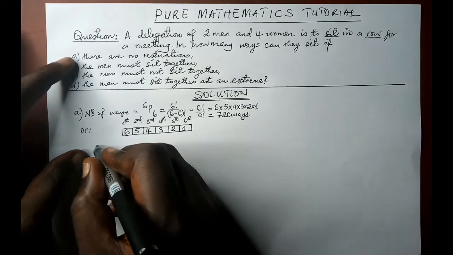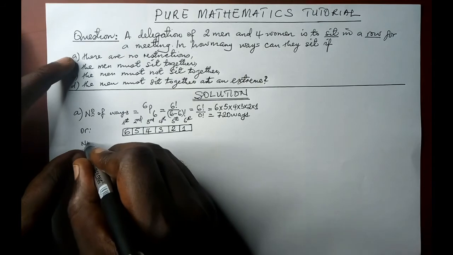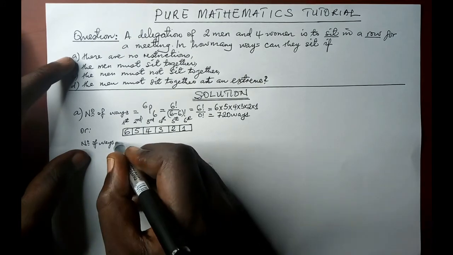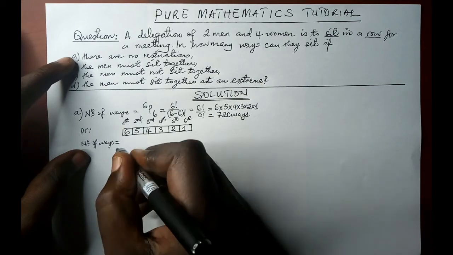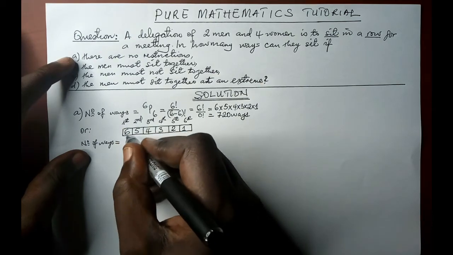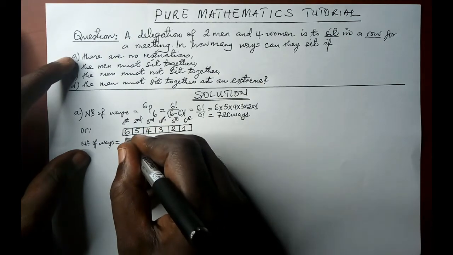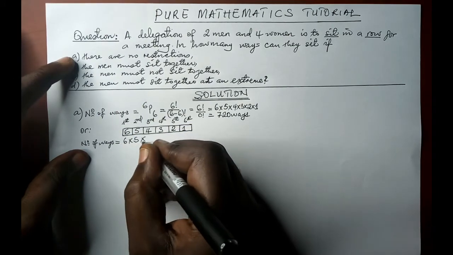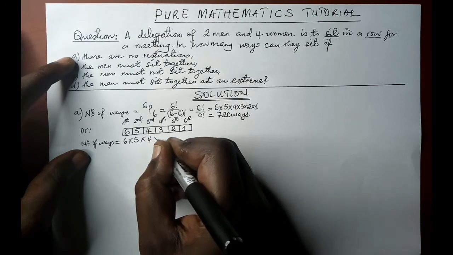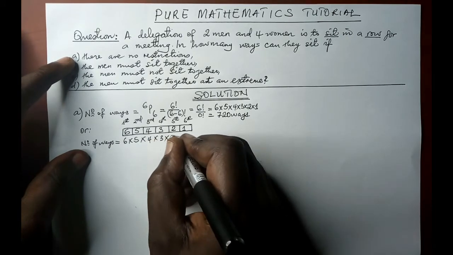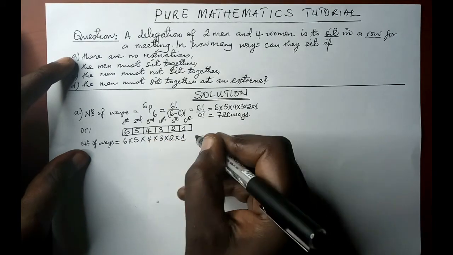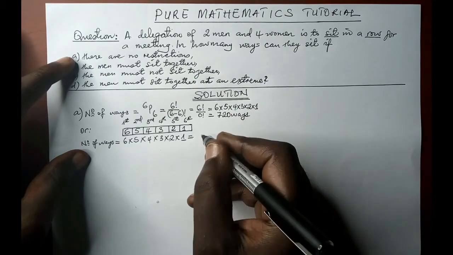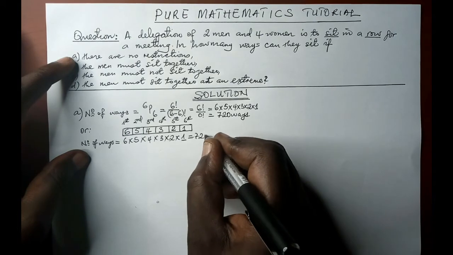And so I will say number of ways equals the number of ways of arranging somebody in the first position, so 6, times 5 for the next position, times 4 times 3 times 2 times 1. And that gives us again the result we had up there, which is 720 ways.